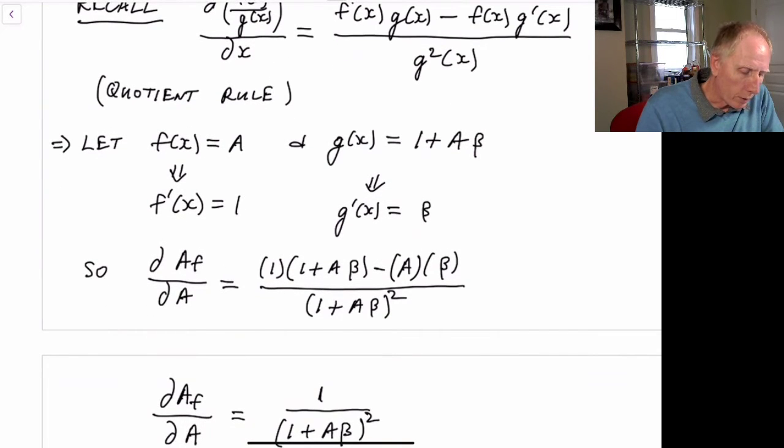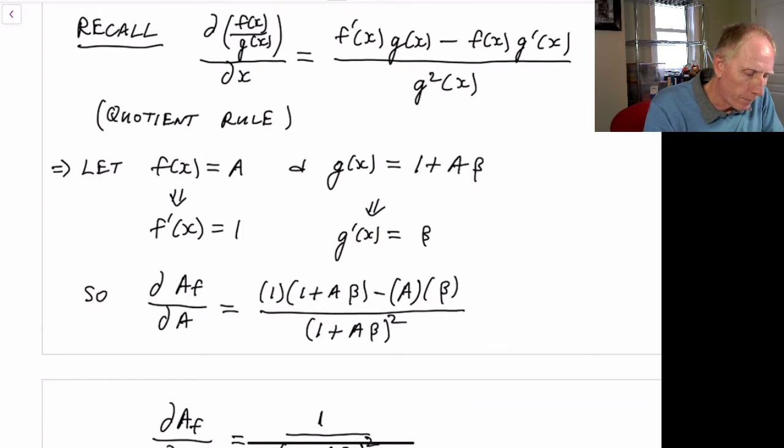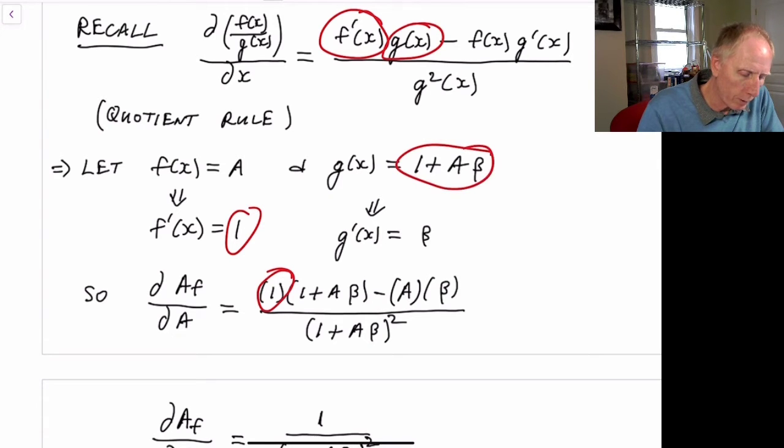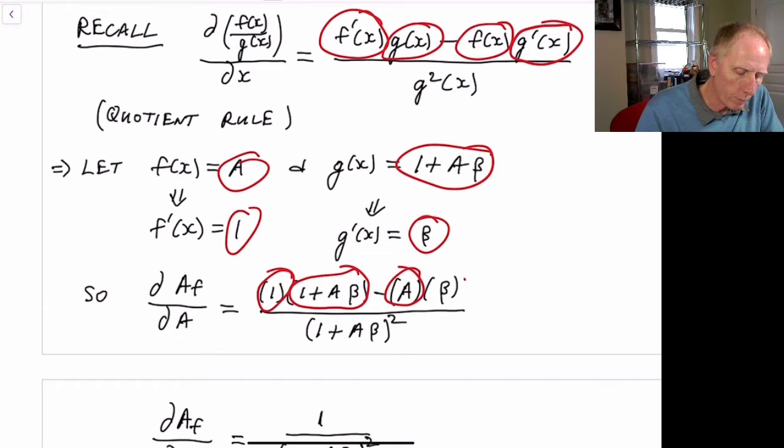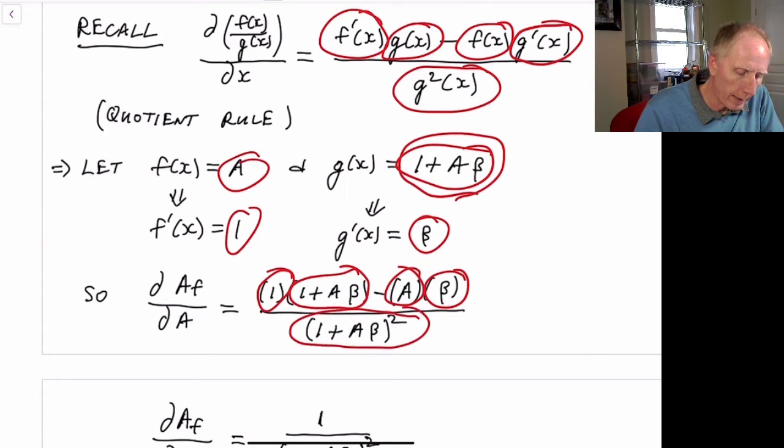Then, making use of this quotient rule, we have f prime of x given by this, which is 1. We have g(x) given by this, which becomes 1 plus A beta. We have f(x), which becomes A. We have g prime of x, which becomes beta. And that's all divided by g squared of x, where g(x) again is equal to this, so that becomes 1 plus A beta squared.